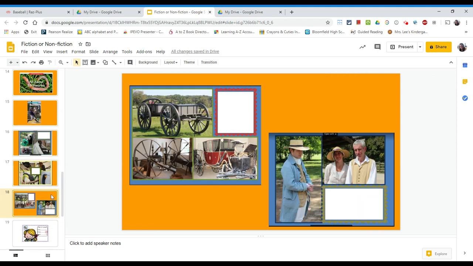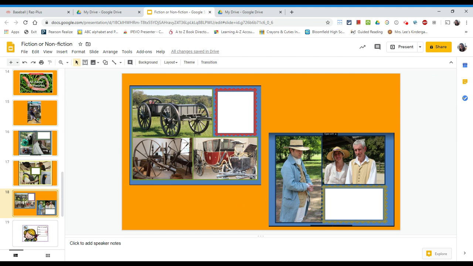And finally, in this group of pictures, I see things from long ago. I see old-fashioned vehicles. I see people dressed in old-time clothing. I think this is going to be a book about the way people lived long ago.